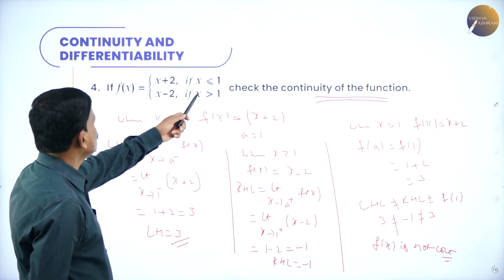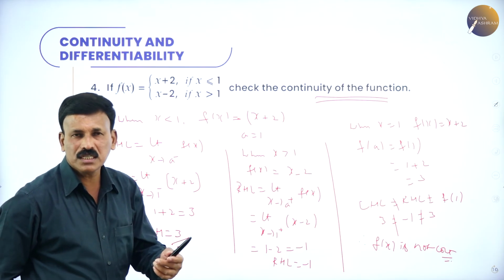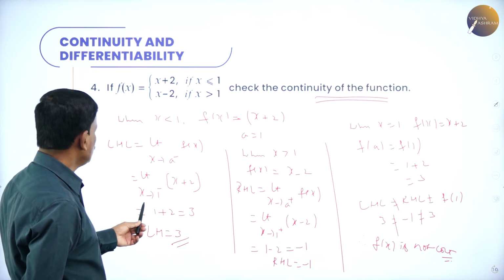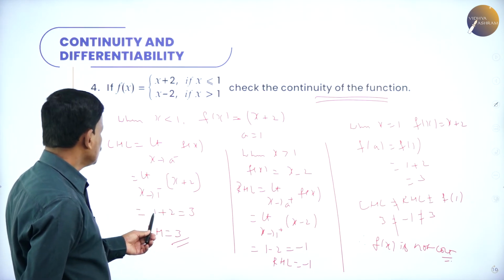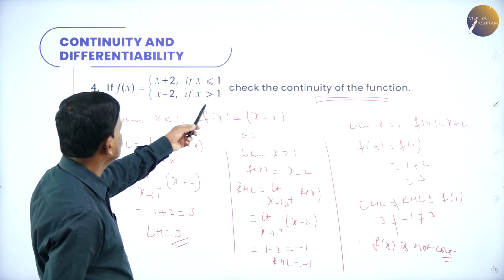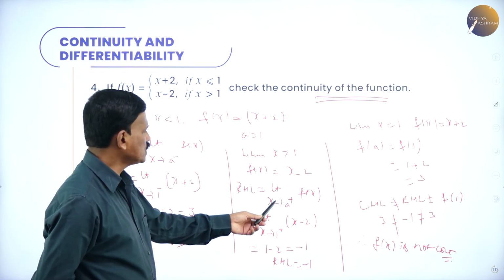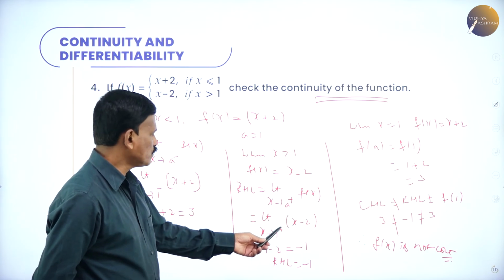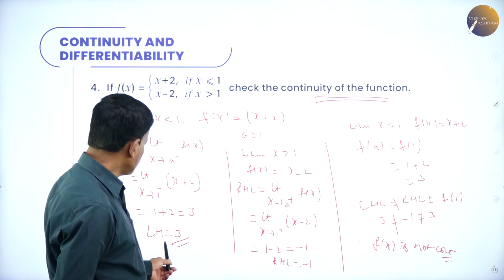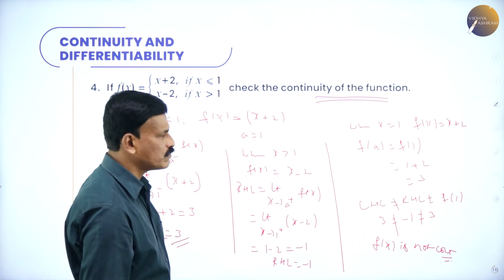When x is less than 1, f of x is equal to x plus 2. According to the definition, we will get the left hand limit. The definition of left hand limit is limit x tends to a minus f of x, which is equal to limit x tends to 1 minus x plus 2. That is, put x is equal to 1: 1 plus 2 is equal to 3. Left hand limit is equal to 3. When x is greater than 1, f of x is equal to x minus 2. According to the definition, right hand limit is limit x tends to a plus f of x, which is limit x tends to 1 plus x minus 2. Put x is equal to 1: 1 minus 2 is minus 1. Left hand limit is 3 and right hand limit is minus 1.